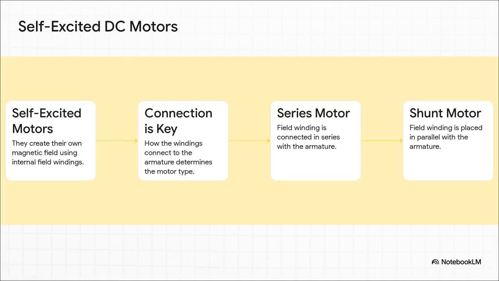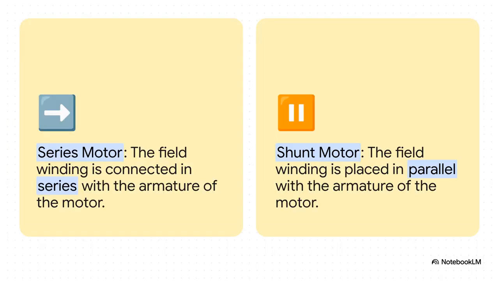So most DC motors are what we call self-excited. This just means they create their own magnetic field using some internal coils. And how you connect those coils to the spinning part of the motor, well, that completely changes how the motor behaves. And this gives us our two main types, the series motor and the shunt motor. And as you can see, it's really all in the wiring. In a series motor, everything's connected in one big loop. But in a shunt motor, the field winding is in a parallel branch.